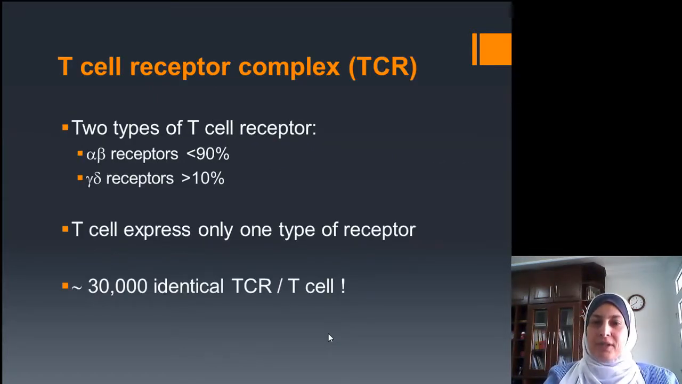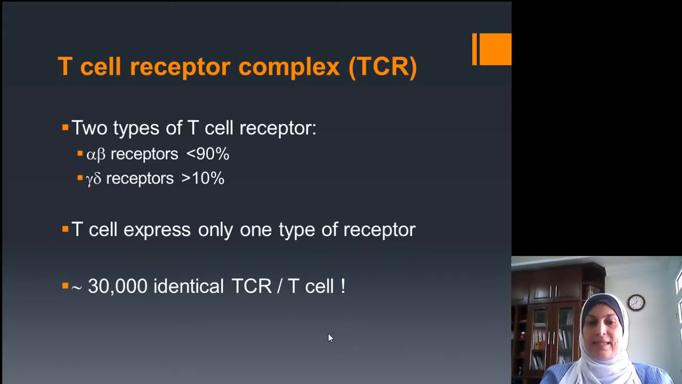T cell receptor complex. Let's talk about the T cell receptor, and we call it a complex because it consists of several subunits, and also the T cell receptor requires the function of other accessory proteins to conduct its function. The T cell receptor consists of two subunits, either alpha and beta, and in this case we call it alpha beta T cell receptor, or gamma and delta, and in this case we call it gamma delta T cell receptor. A T cell would present only one type, either alpha beta or gamma delta.